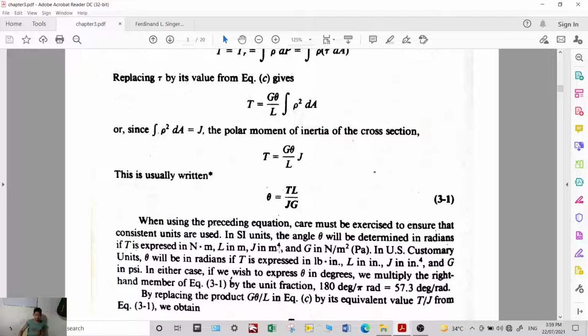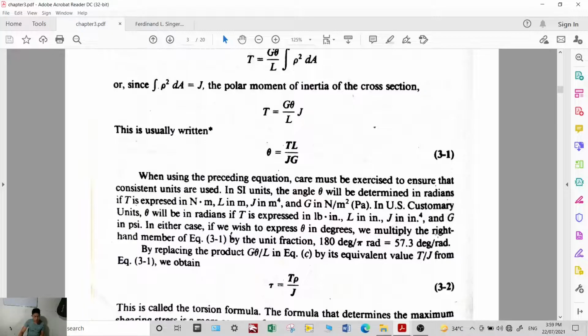Okay, so in SI unit, dapat consistent din yung unit ano no? Ang yung torque must be Newton meter, length is meter, J is M to the fourth, and modulus of rigidity, Newton per M squared or Pascal. And then, the theta, makuha ninyo will be in radians. Okay?